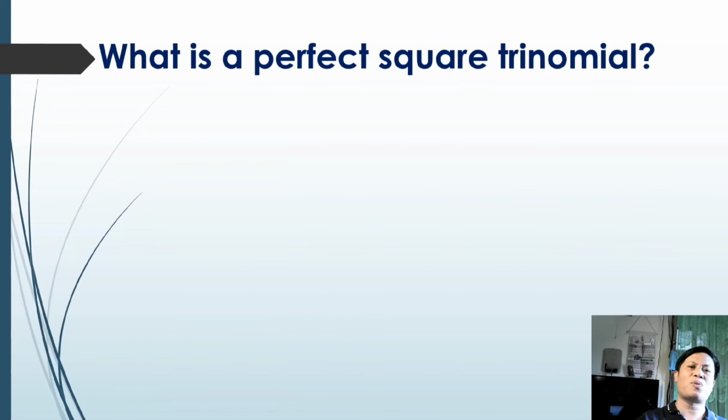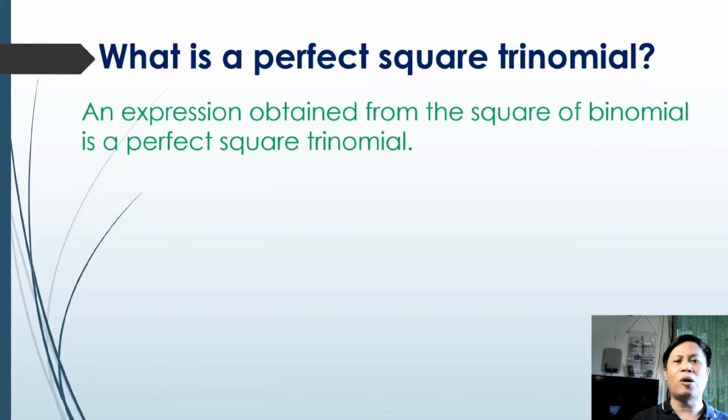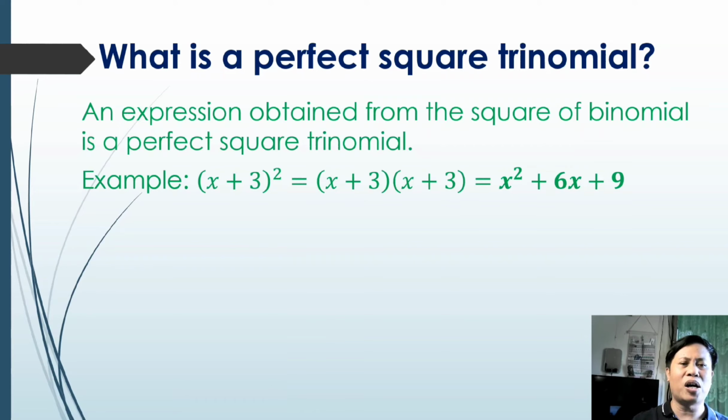What is a perfect square trinomial? An expression obtained from the square of a binomial is a perfect square trinomial. So, when you square a binomial, its product is considered a perfect square trinomial. For example, you have the square of x plus 3. When you multiply that, the result is x squared plus 6x plus 9. And this x squared plus 6x plus 9 is what we call a perfect square trinomial.